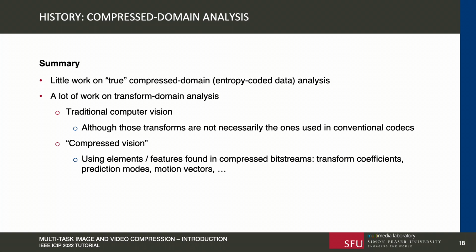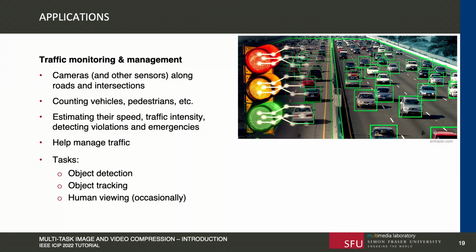But in parallel, there's been a lot of work on so-called compressed vision, which tries to mimic traditional computer vision, but using elements or features that are normally found in compressed bit streams, such as transform coefficients, prediction modes, motion vectors, and so on. I would also like to talk a little bit about applications that require multitask compression.